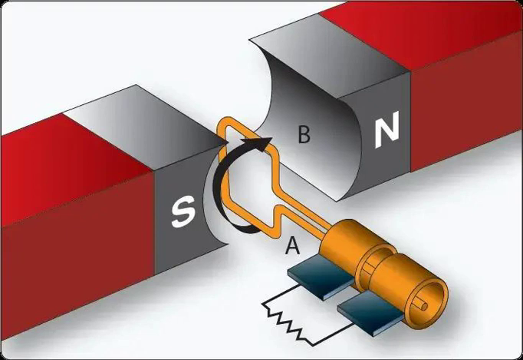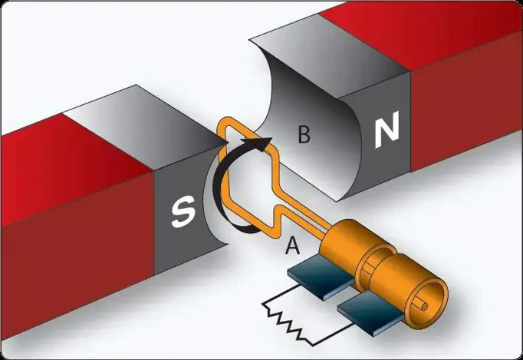A DC, direct current, generator is a device that converts mechanical energy into electrical energy. It operates based on the principle of electromagnetic induction, discovered by Michael Faraday in the early 19th century.